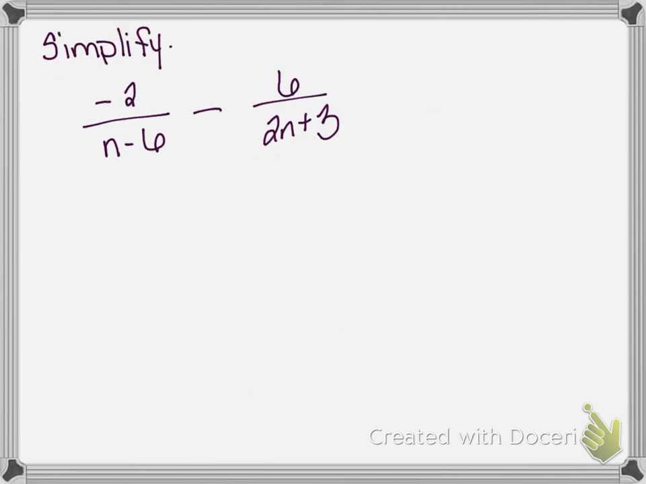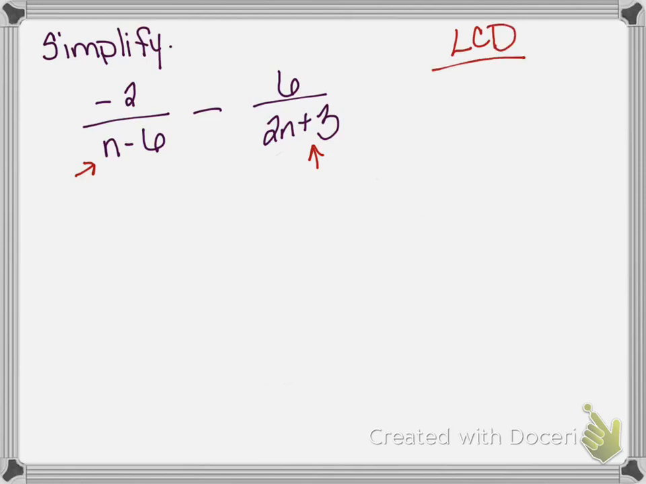Now, I do want to find my LCD here. I always ask myself, do I need to break this down? Simplify is not the right word. Do I need to factor either one of those denominators? Can either one of them be broken down? No, they can't. Okay, so then I start to find my LCD.